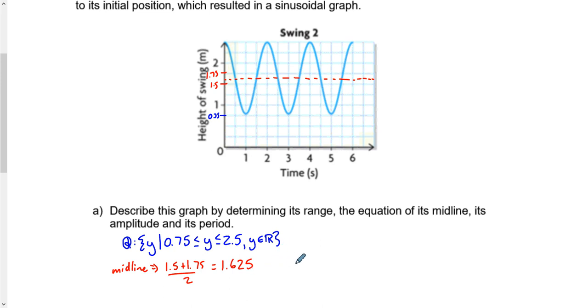Of course, that's not the only way we could do it. We could also do it by just taking our minimum and adding our maximum. That'd be 3.25 divided by 2. Yeah, it's still 1.625.